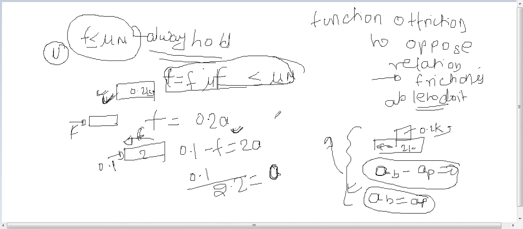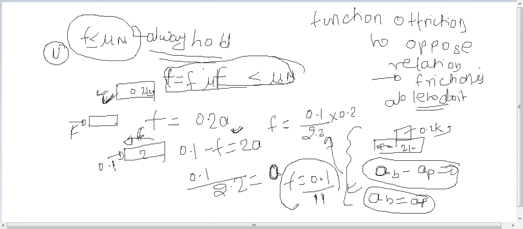So what is F here? F here is 0.1 divided by 2.2 into 0.2. If you look at this carefully, F becomes 0.1 divided by 11. This is the friction force, and it is less than 0.6 newton. Because F is always less than or equal to mu N, it is correct.